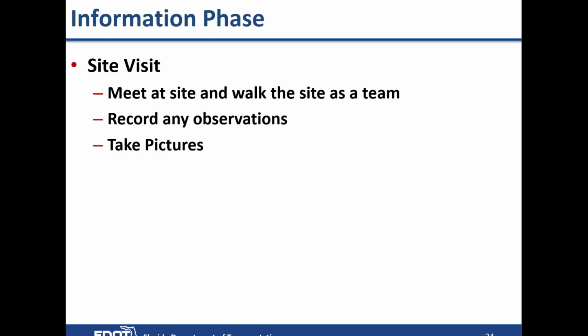The team walks the site as a team, records any observations and takes any pictures. One problem that you could have looking at technology, Google Earth, is that information could be up to 3 years old. So there could be new businesses that have been constructed along the facility that wouldn't show up on Google Earth. There could be all kinds of things that are out there that you may not be able to pick up off of, say, a Google Earth.